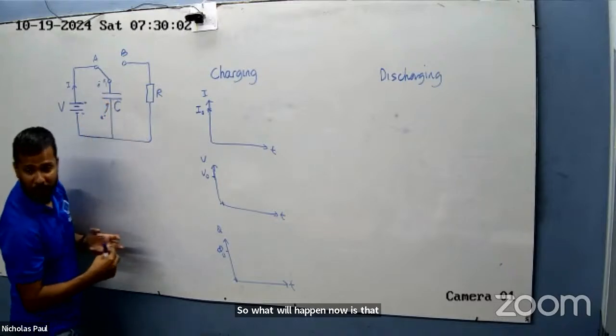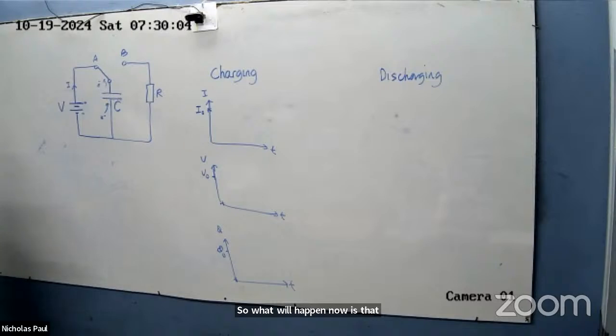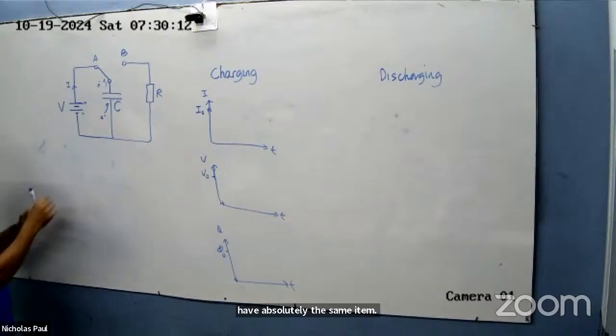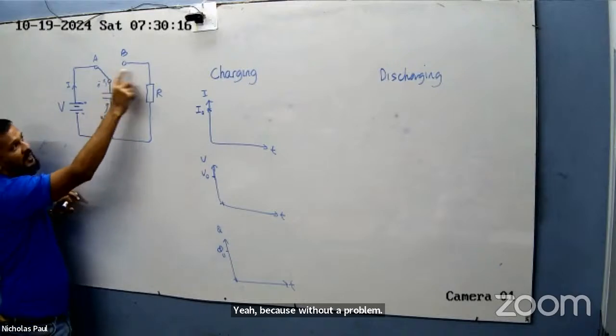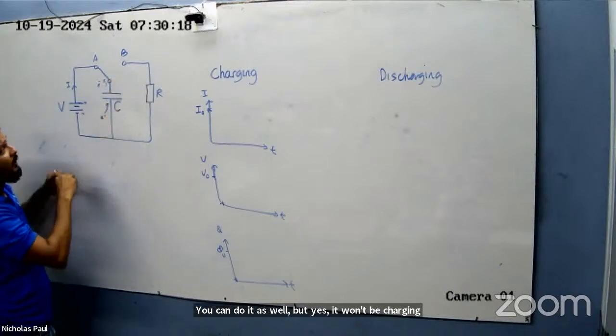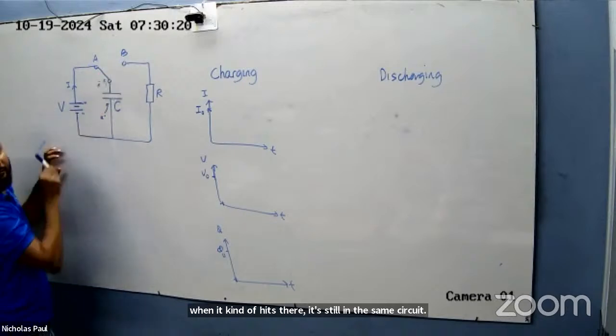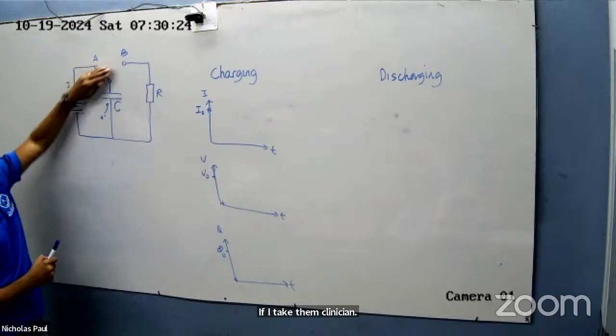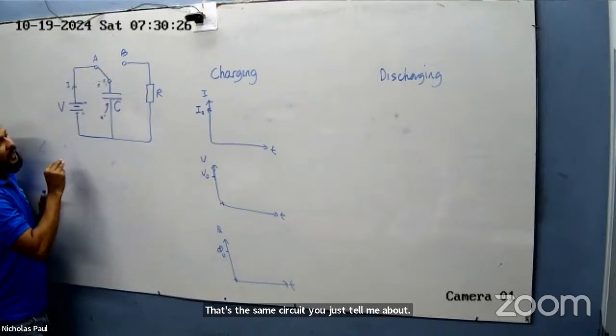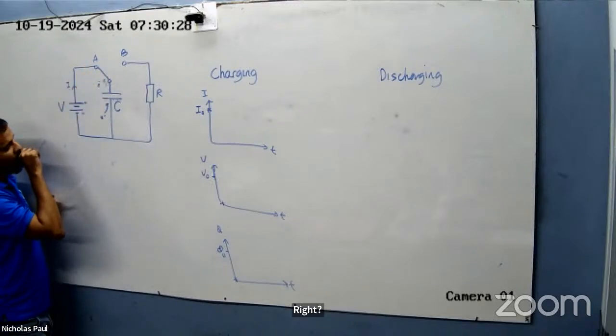So when I tell you they put the resistor and the capacitor on the same wire, you can do that as well, but it won't be charging. When it connects here, it's still in the same circuit. If I take this and put it here, that's the same circuit you just told me about.